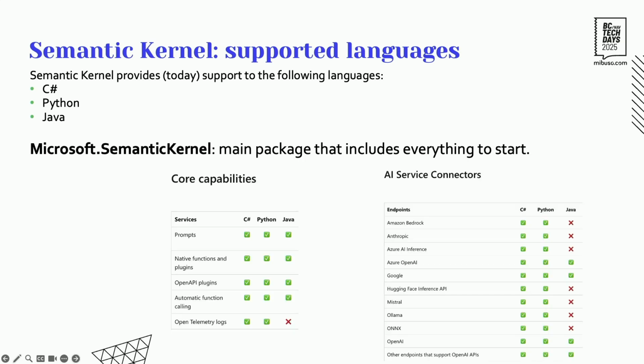This package has standard core capabilities, so standard capabilities available for everyone. Java is only missing logging, OpenTelemetry log support, otherwise it's totally supported. And as you can see from the right side of the slide, it supports different AI connectors, so different vendor connectors. Online connectors like Microsoft, like Google, like Amazon, and also offline connectors. So your solution that you deploy for the online world can also work offline. And this is something absolutely interesting in my opinion.